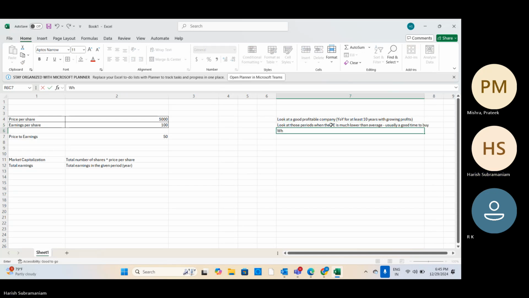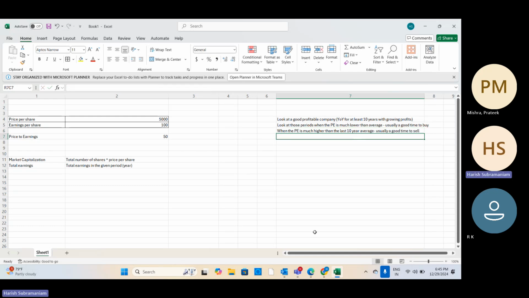When the PE is much higher than the last 10-year average, usually a good time to sell. Okay, we can even do this for 5 years. So there is no hard and fast rule. I'm just giving a thought process.